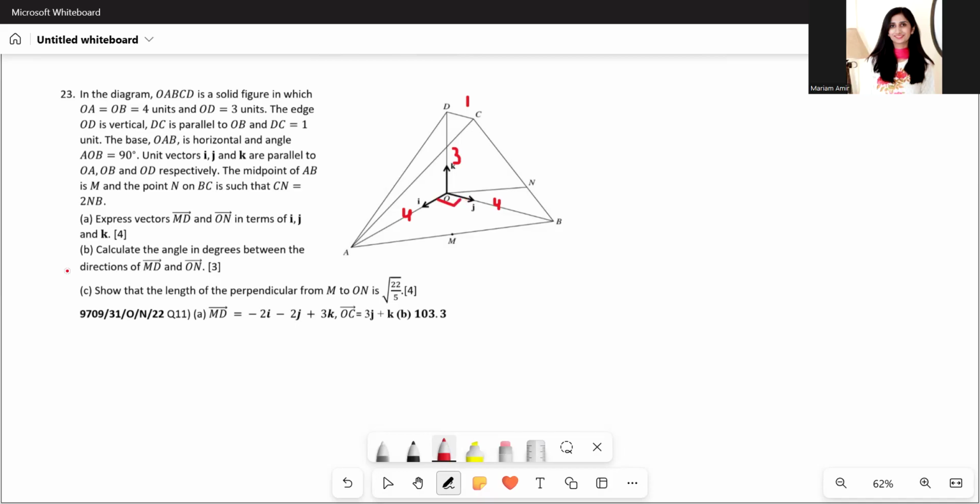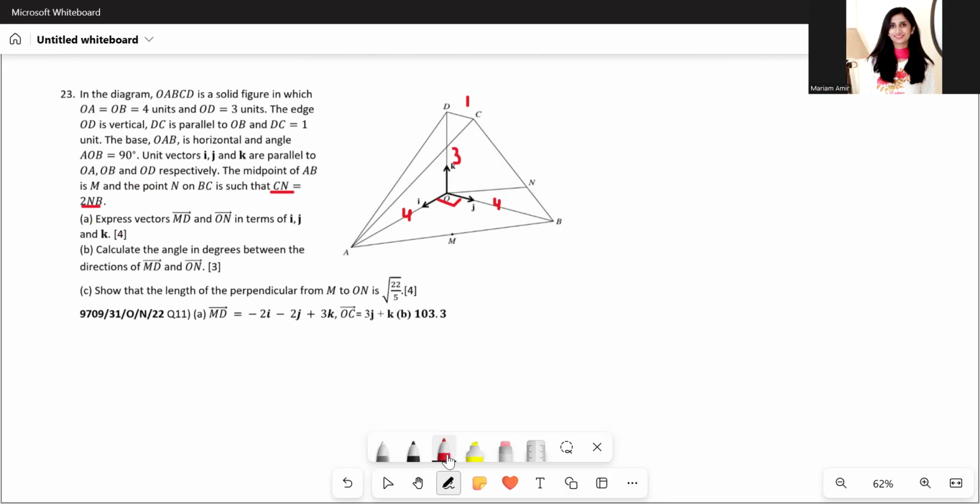Vectors i, j, and k are parallel to OA, OB, and OD respectively. The midpoint of AB is M, and the point N on BC is such that CN equals 2 times NB. Okay, CN equals 2 times NB. We will be using that later. Express MD and ON in terms of i, j, and k.